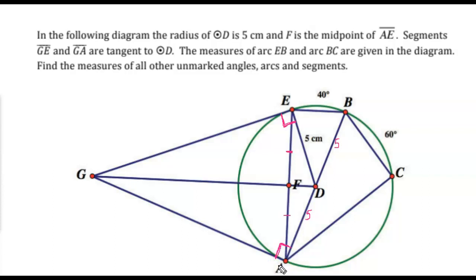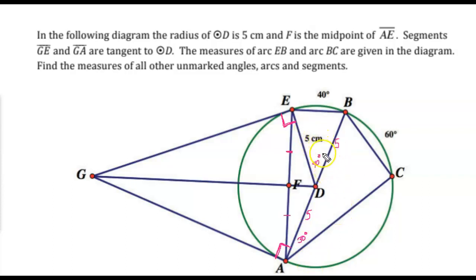So far, so good. Now we want to look at some of the other information that's given to us. If we have a 40-degree arc, then its central angle, the angle at the center, also has to be 40 degrees. And if here I have a 60-degree arc, this is an inscribed angle. And we know that inscribed angles are always half of its intercepted arc. So it must be 30 degrees.